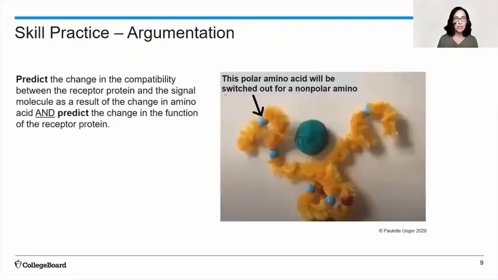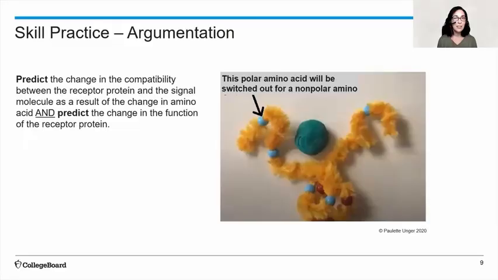So in this image you see here, let's say that the instructions for assembling this protein were changed, and this polar amino acid will be switched out for a non-polar amino acid. If we look at our question: predict the change in the compatibility between the receptor protein and the signal molecule as a result of the change in amino acid, and predict the change in the function of the receptor protein.